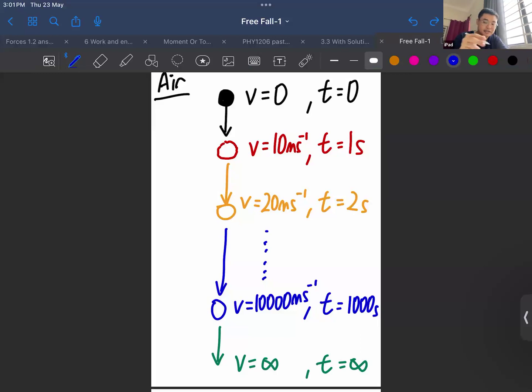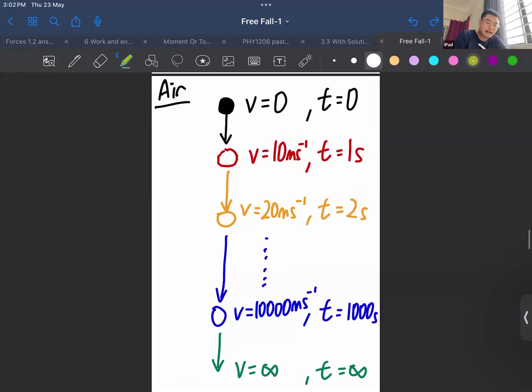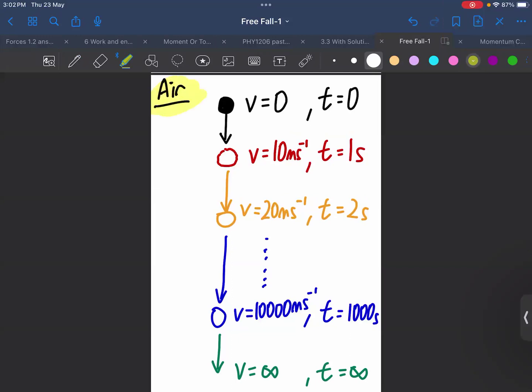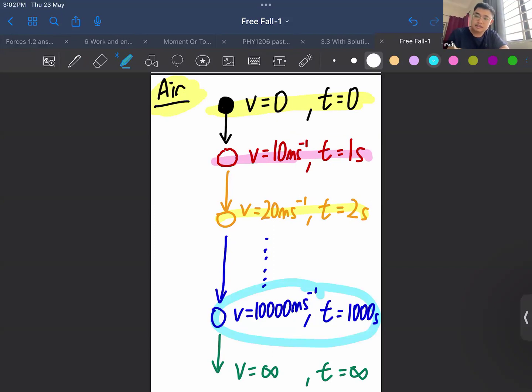Never mind. Okay, so let me ask you a question. Now, remember, this is in the air. When you let go of something from the sky, initially the velocity is 0. And then I said that after 1 second, it becomes 10 meters per second. After 2 seconds, it becomes 20 meters per second. So after a very, very long time, is it possible that the velocity will become such a high value? Is it possible that the velocity can achieve such a high value? So that means that when the falling time is infinitely long, the falling velocity will be very, very high. Do you agree?